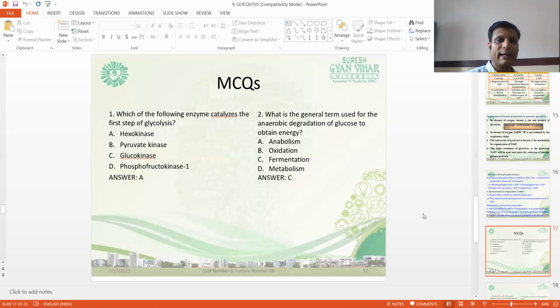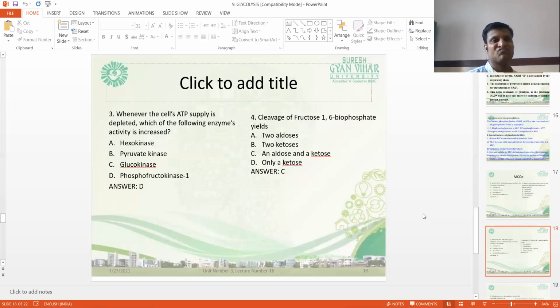Which is a general term used for the degradation of glucose to obtain energy? Anaerobic means nothing but absence of oxygen. If glucose is getting converted in the absence of oxygen, it is fermentation. The answer is fermentation.